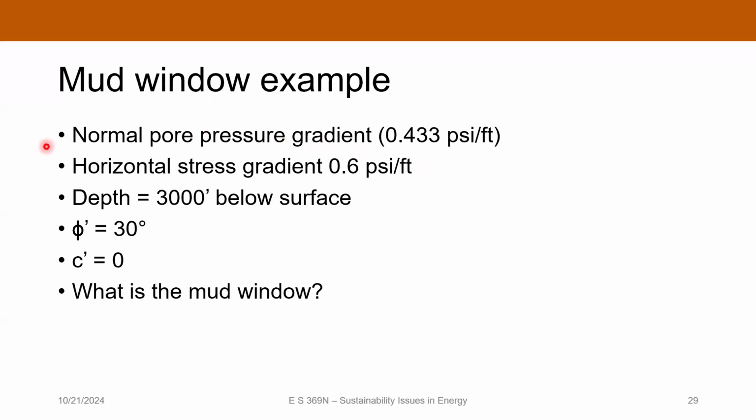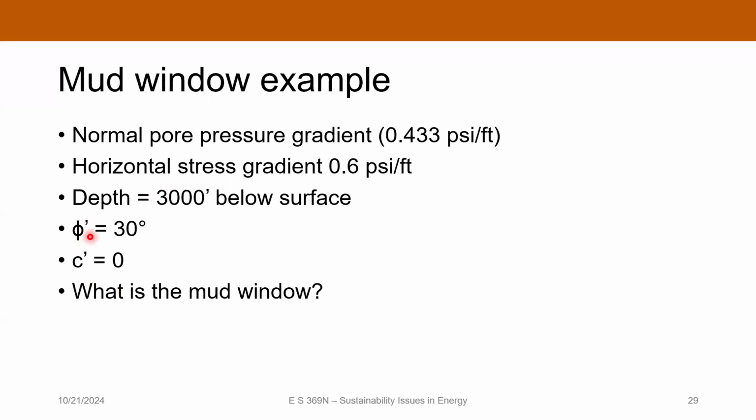We'll assume that the horizontal stress gradient is 0.6 psi per foot. That means that as you go deeper within the earth, the horizontal stress increases at a rate of 0.6 psi per foot. We're considering a depth of 3,000 feet below the surface. So how do we get the safe pressures there, and what's the safe mud window?